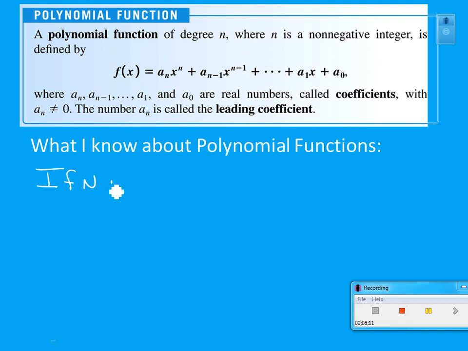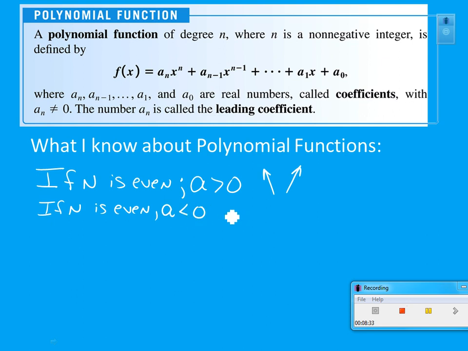If n is even and a is positive, I know it's going to go up to the left and up to the right. That's what my branches are going to look like. If n is even and a is negative, I know my branches are going to go down to the left and down to the right.